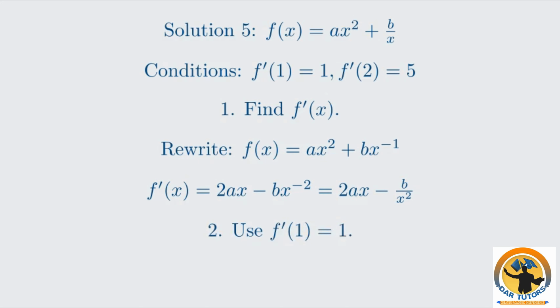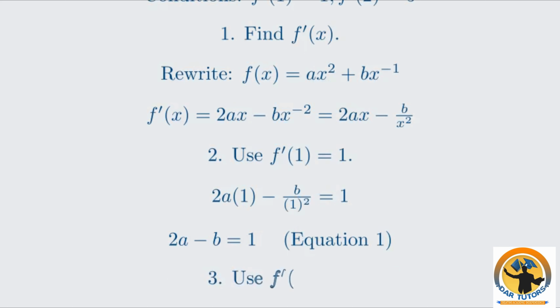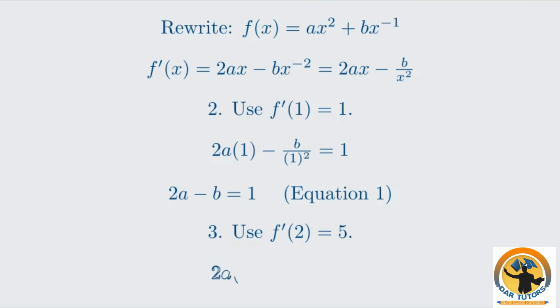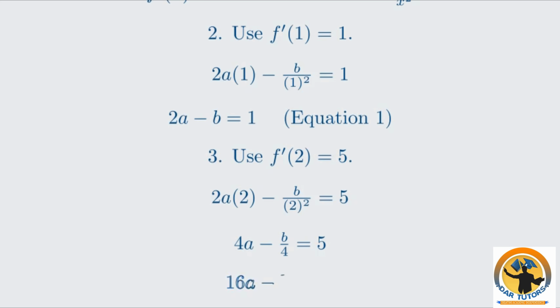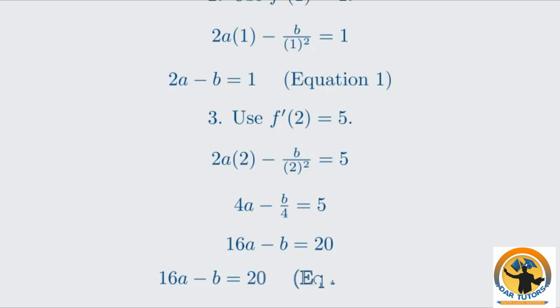Now we use the 2 conditions to form a system of equations. The first condition is f prime of 1 equals 1. Substituting x equals 1 into our derivative, we get 2a minus b equals 1. This is our first equation. The second condition is f prime of 2 equals 5. Substituting x equals 2 into the derivative, we get 2a times 2 minus b over 2 squared equals 5. This simplifies to 4a minus b over 4 equals 5. Multiplying by 4 to clear the fraction, we get 16a minus b equals 20. This is our second equation.